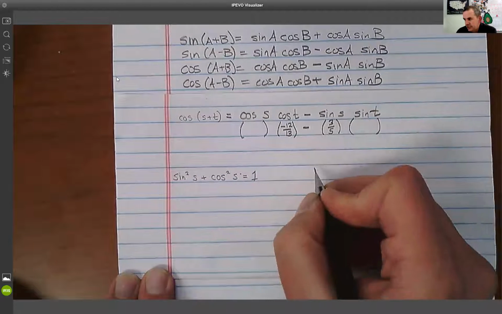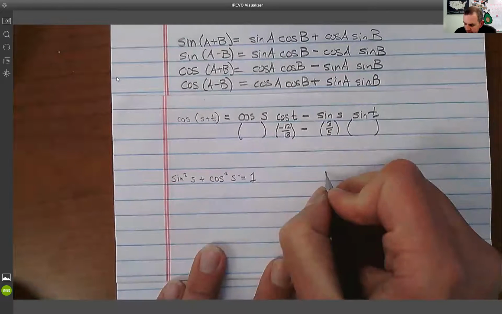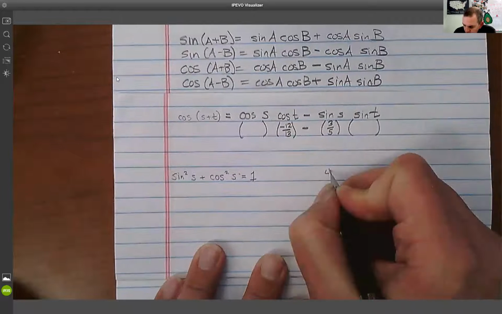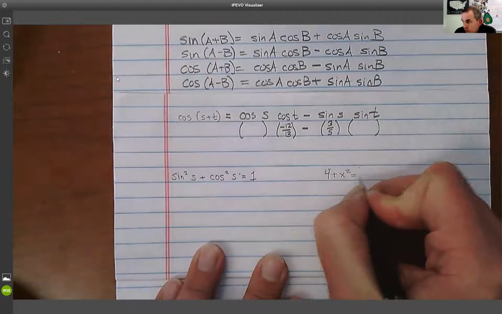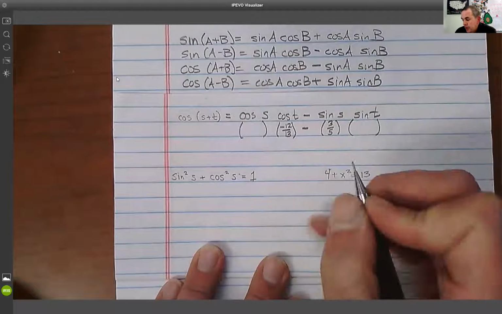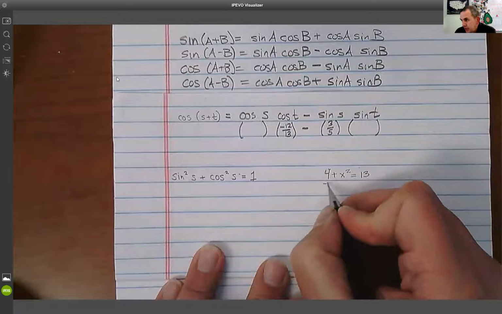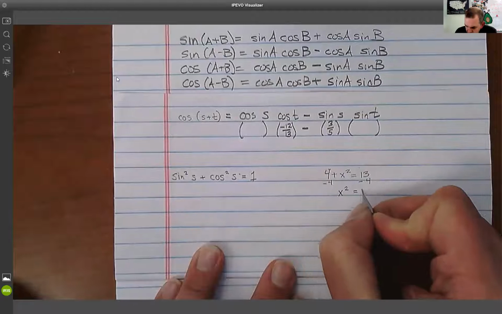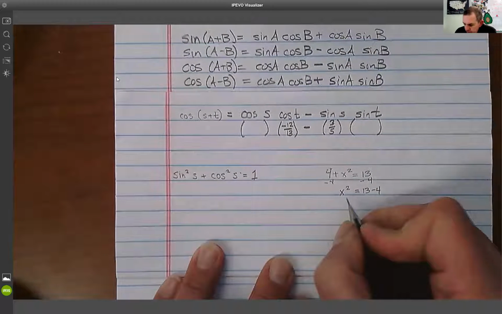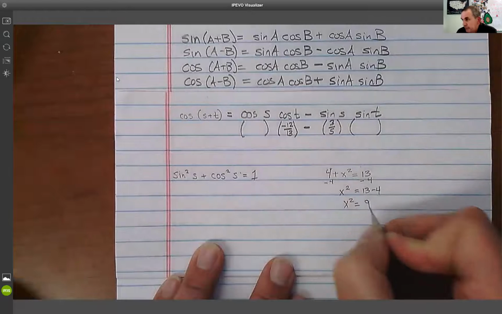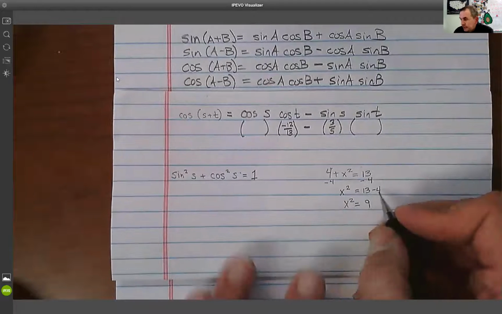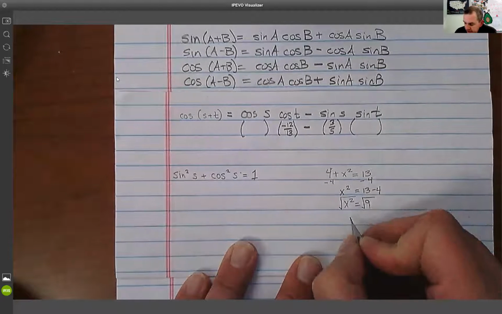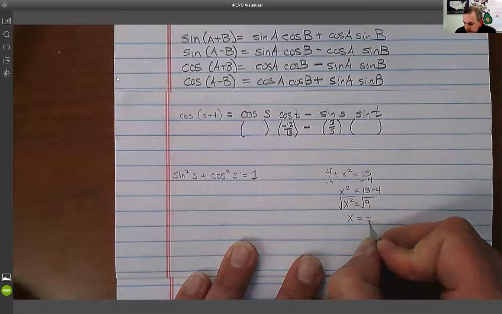So the way I want to start this, just follow along. Imagine I gave you a problem that looked like this. Let's say I had a problem that said 4 plus x squared equals 13. If you were asked to solve this back in your algebra days, you would subtract 4 from each side. This would give me x squared equals 13 minus 4, and 13 minus 4 is 9. So x squared equals 9. To solve anything squared, we take the square root of the left and the square root of the right. This gives me x, and the answer here is plus or minus 3.